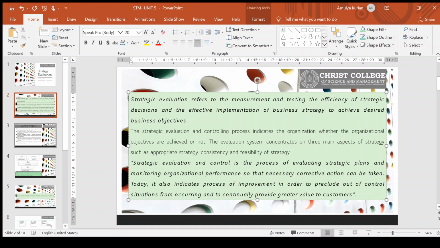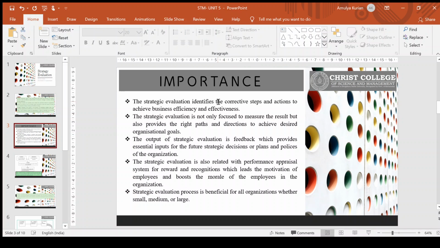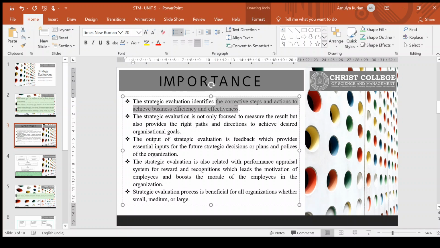Next, why do we need strategic evaluation? What is the importance of strategic evaluation? First, it identifies the corrective steps and actions to achieve efficiency and effectiveness of business. Second, it is used to measure the result, and also to provide the right path and directions to achieve desired organization goals. Third, it gives feedback which provides essential input for the future decision making, plans and policies of the organization.